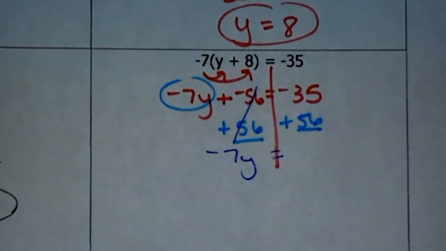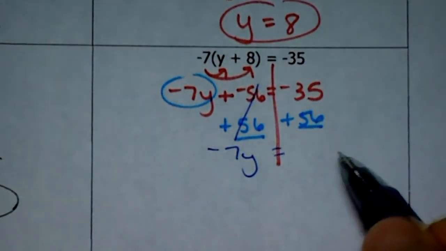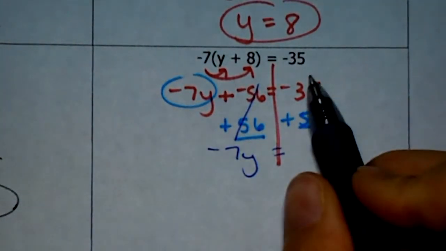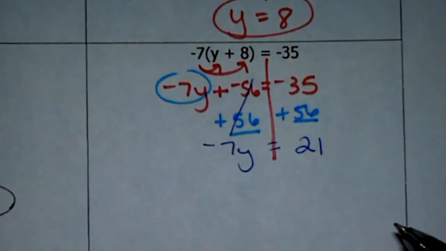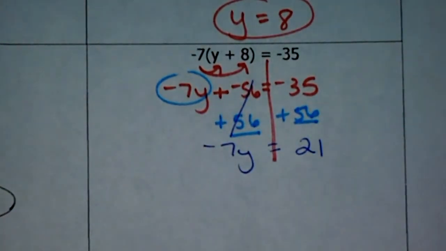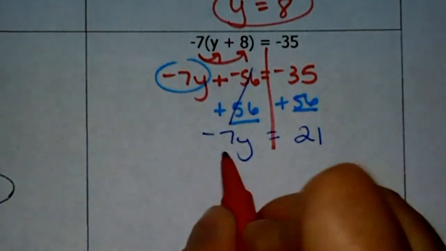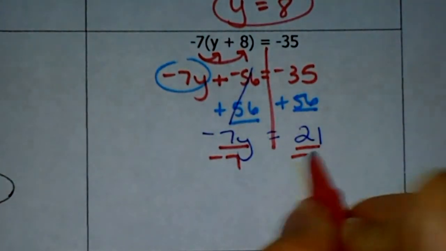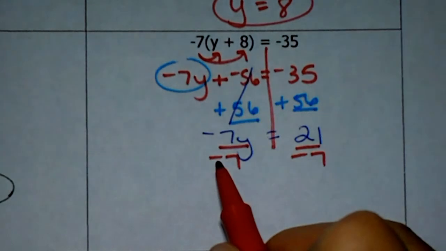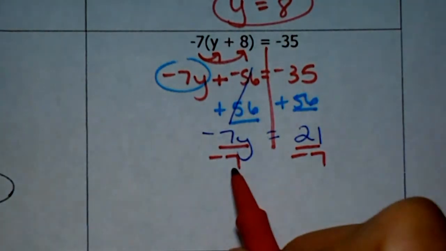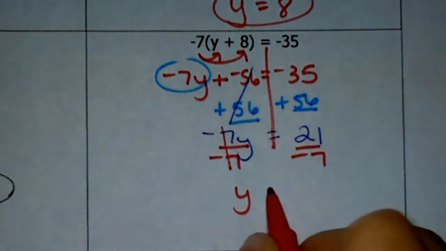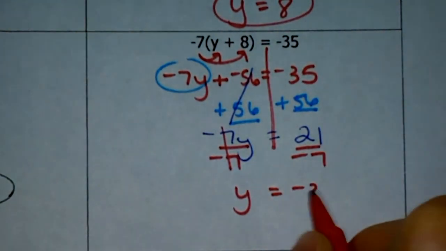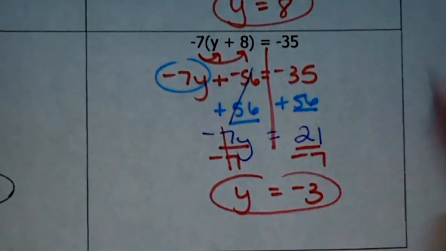And when you take negative 35 plus 56, you have to subtract the digits and take the sign of the greater digit. So 56 minus 35, that's 21. I have more positives than negatives, so my answer is positive. To finish this one off, all you need to do is divide by the coefficient of y. Again, not changing any signs because my goal is to get a positive 1y. If you have one of them being negative, the other one needs to be negative when you divide. 21 divided by negative 7 is negative 3.